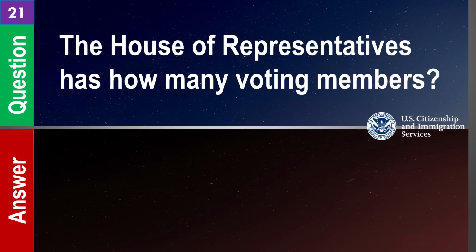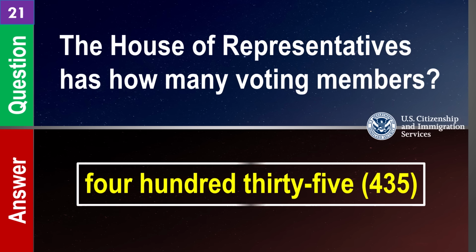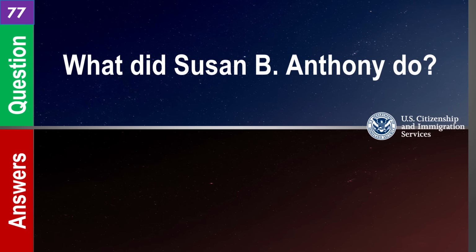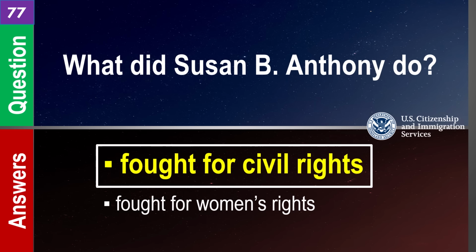The House of Representatives has how many voting members? 435. What did Susan B. Anthony do? Fought for civil rights.